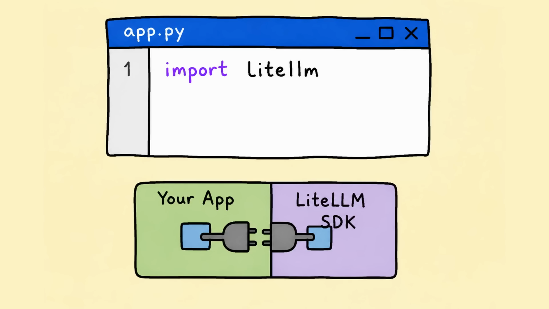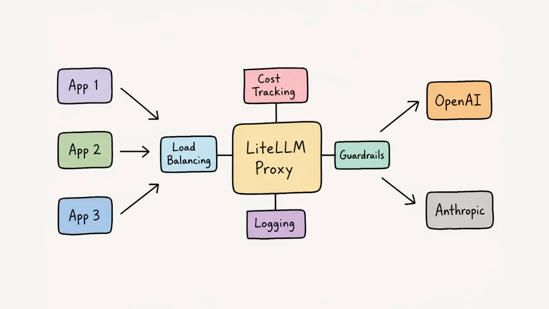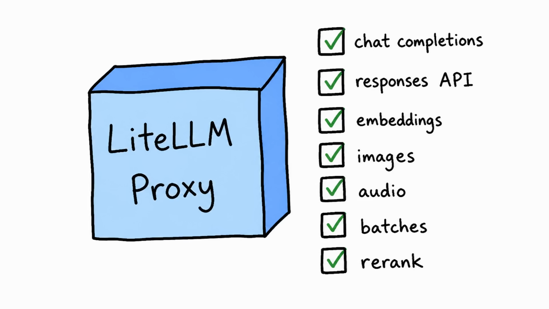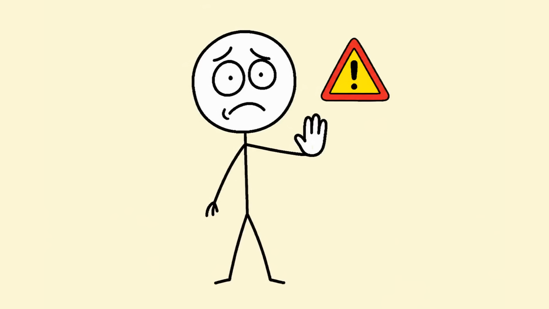There's the Python SDK you import directly into your app, and there's the proxy server, the AI gateway, that runs as a central service every team in your company calls. The proxy adds cost tracking, guardrails, load balancing, and logging across providers in one place, and it covers basically every endpoint in production use. Chat completions, the responses API, embeddings, images, audio, batches, re-rank, even the new agent-to-agent endpoint that tracks the emerging A2A protocol for routing traffic between agents, not just to models.